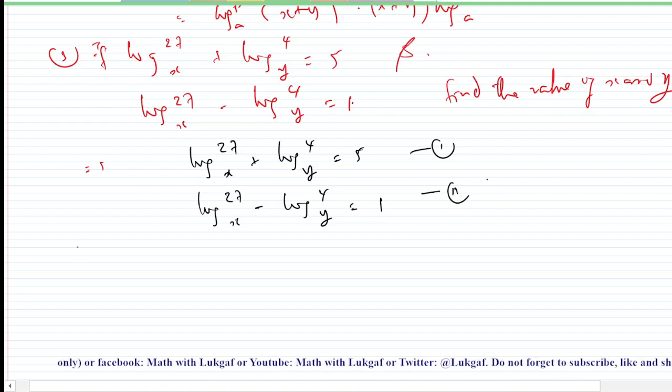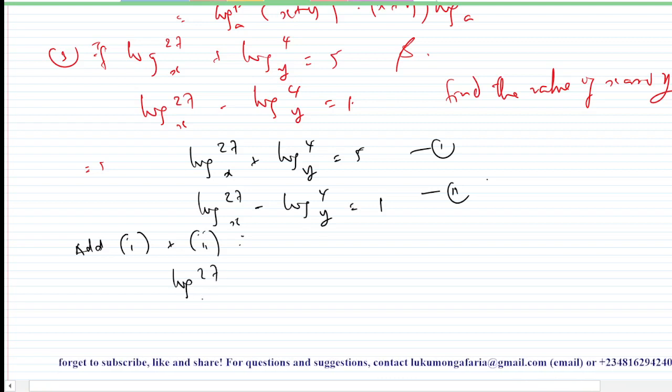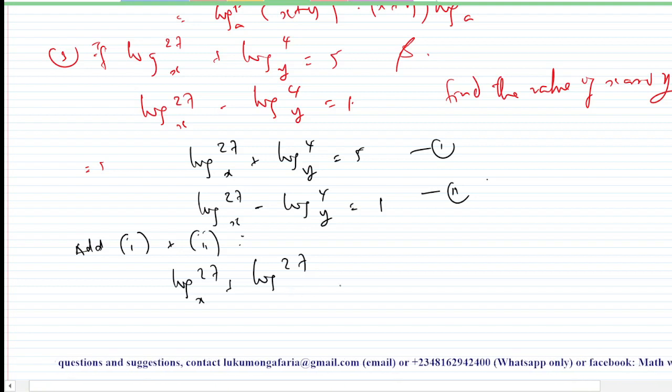If you add equation 1 and 2 together, you will see that I'm going to have what? Log 27 base x plus log 27 base x. You know we are adding, right? So when you add this together, this guy will cancel each other. You understand? Now that will give you 0. Then it's equal to 5 plus 1. That is equal to 6.